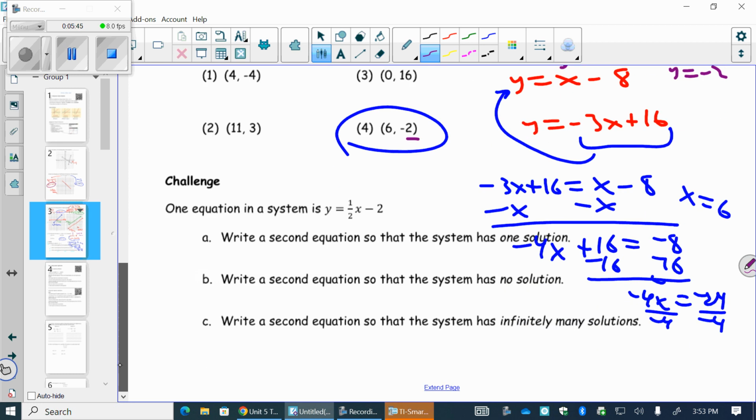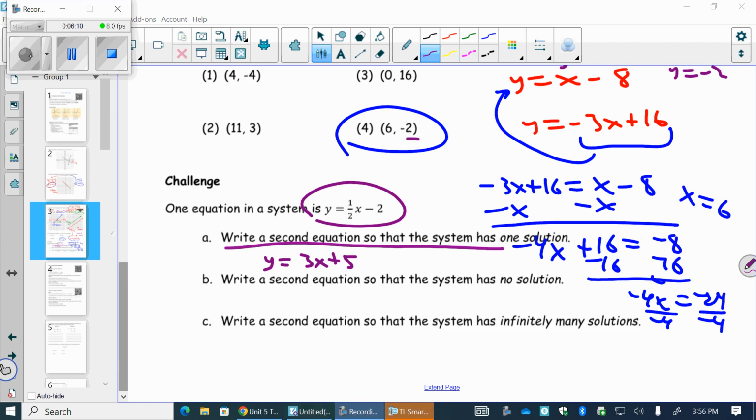Okay. This little challenge here is not necessary for the test. They're giving us one line. Part A says write a second equation so that there's one solution. As long as the lines aren't parallel, you will only have one solution. So pick anything, like y equals, for example, 3x plus 5. That line would work. Anything as long as it doesn't have a slope of 1/2. Okay? Let me pause there.